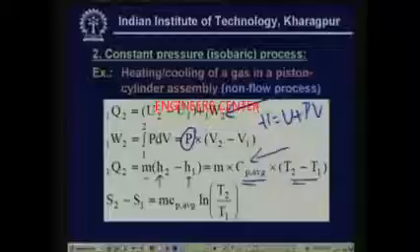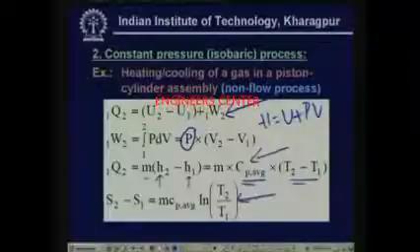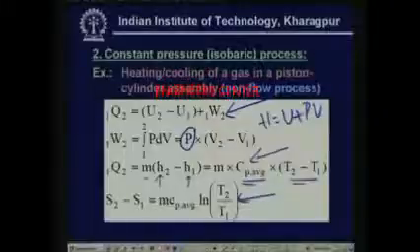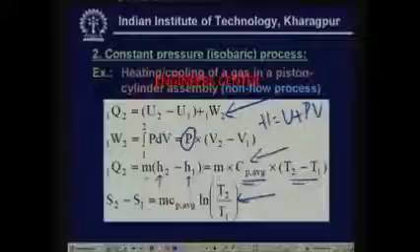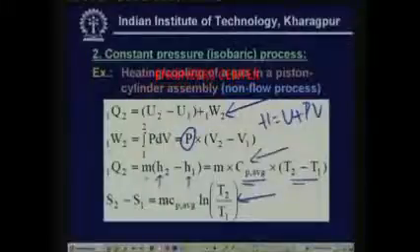And using the second TdS equation, you can obtain this relationship for change in entropy. If you remember, the second TdS equation is given as TdS is dH minus VdP. So VdP is 0 because pressure is remaining constant. So ds is integral dH by T, and if you perform the integration between state 1 to 2, you get the expression for entropy change during an isobaric process. Okay.